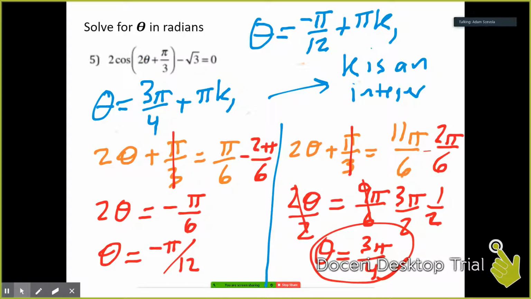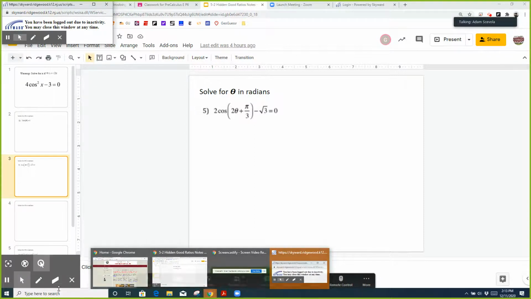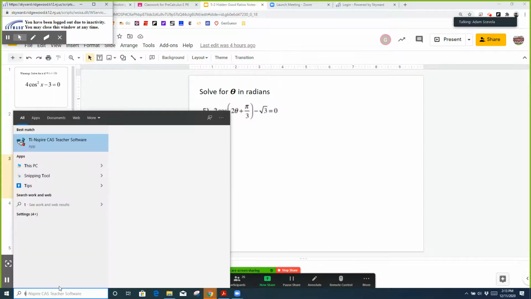Now, let's check our answer real quick on a graph. So we have to remember that we got negative pi over 12 plus pi times k and 3 pi over 4 plus pi times k. So let's check this on a TI Inspire, which I closed out. That's a shame.